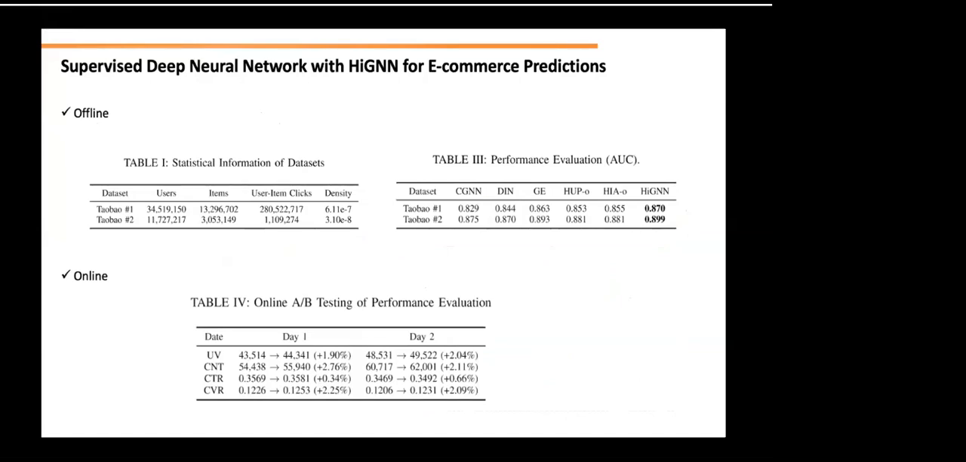In the offline experiments, we have two datasets. The first one is about common items, and the second one is about new arrival items. The second dataset is more sparse than the first one. We also have 5 different compared methods.